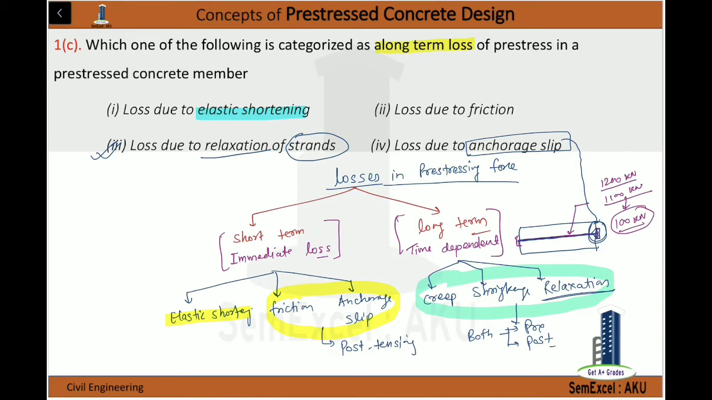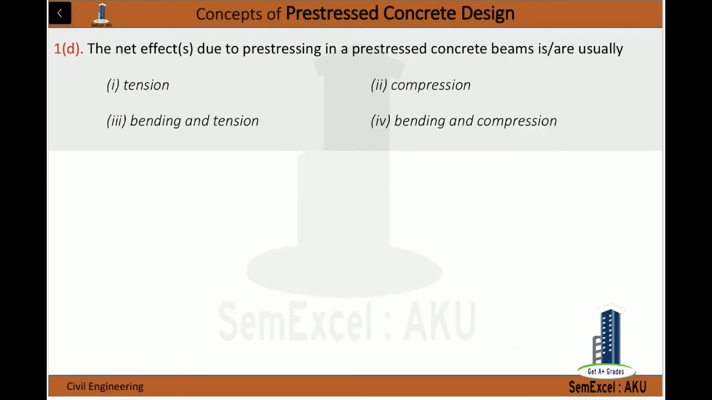Now let's go to the other question. The net effect due to pre-stressing concrete beams is whether all the sections are in tension or compression, or both bending and tension, or bending and compression. Right, so let's discuss this in detail. Let us say we have a beam and we have a support condition. This is the CG of the beam and there is a pre-stressing cable.